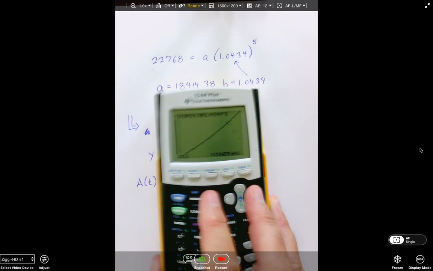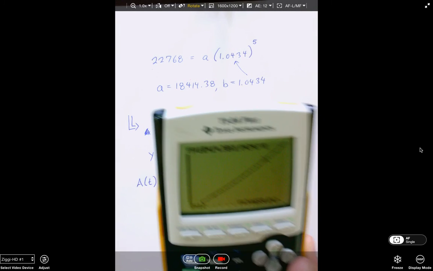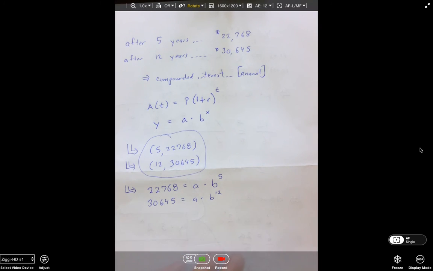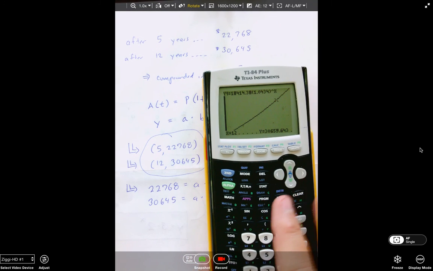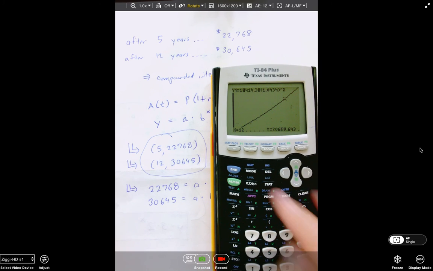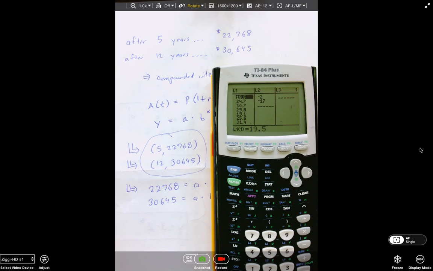Now, if that's just a little bit too much for you, I think there's another way that we can come up with this on our calculator that's really kind of super cool. Let's go back to stat, edit like we did before, and let's clear out some things. And let's clear these things out too. So clear down. And let's put in 5 and 12, 22,768 and 30,645.